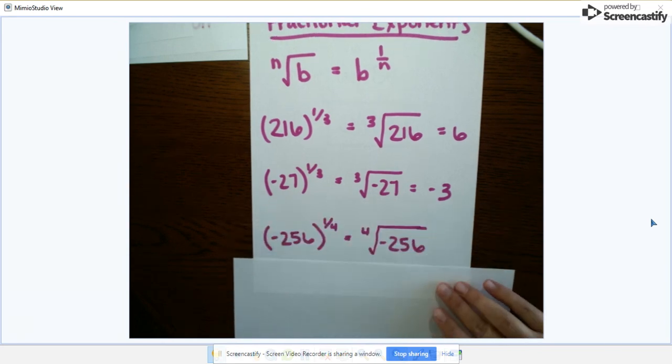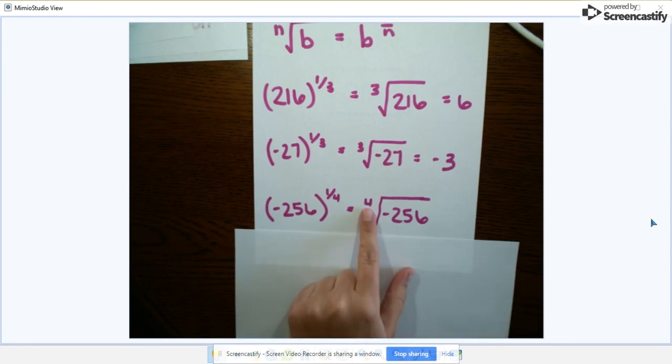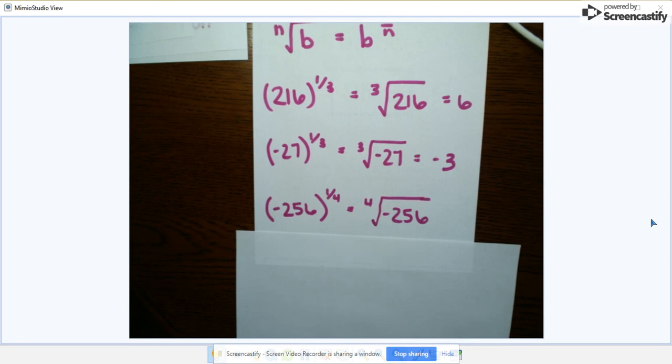Here we have negative 256 to the 1/4 power. We can rewrite that as the 4th root of negative 256. And I'd like you guys to answer that, or simplify this radical.